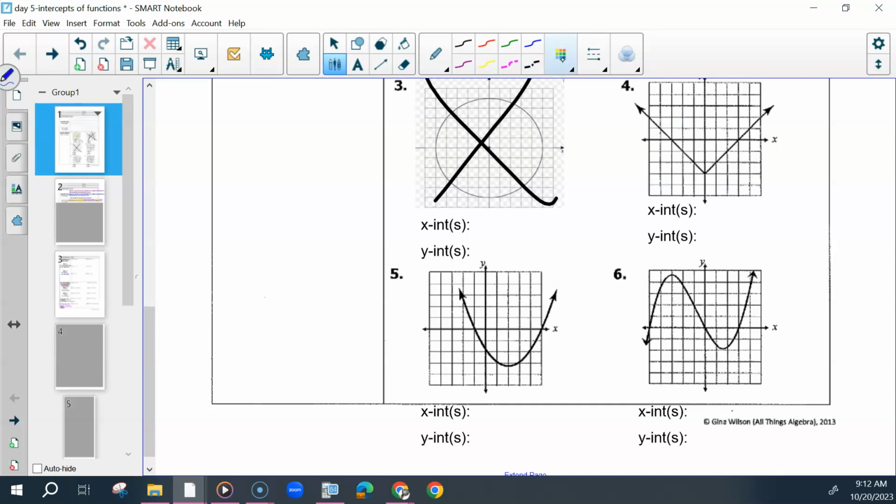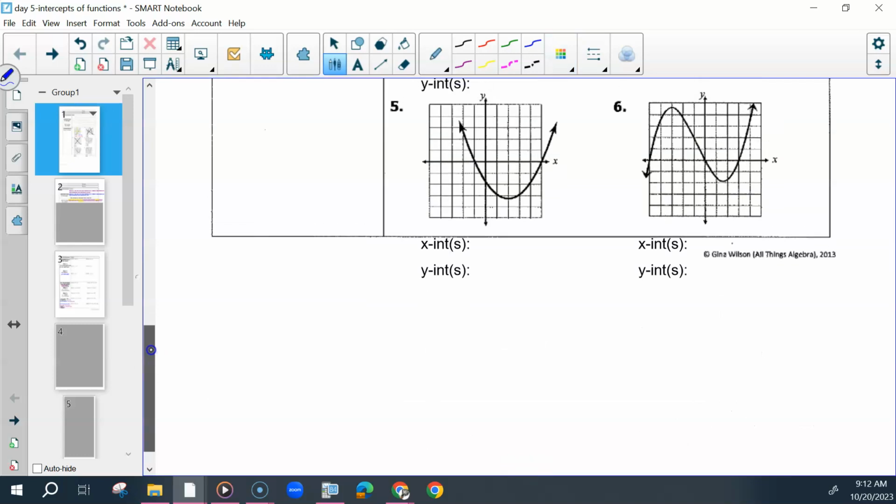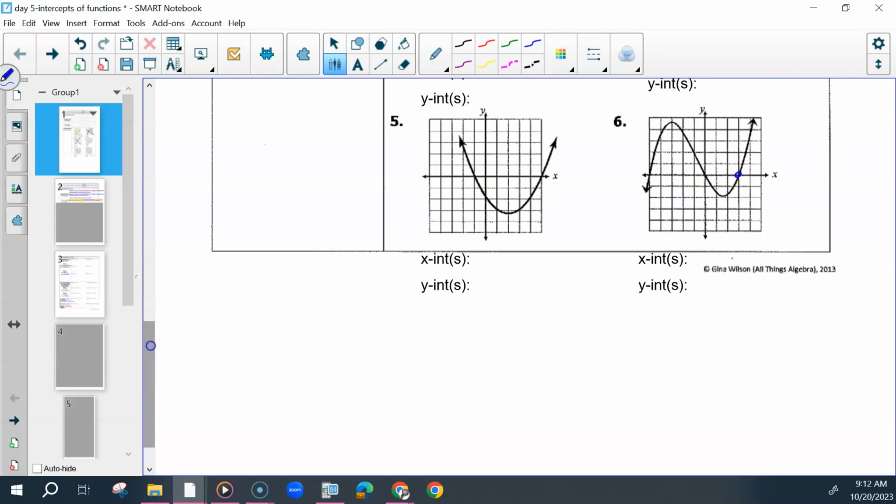Give me one. Where does this cross the x-axis? (3, 0) is one of them. Where else? (0, 0) is another one. Where else? (-5, 0).